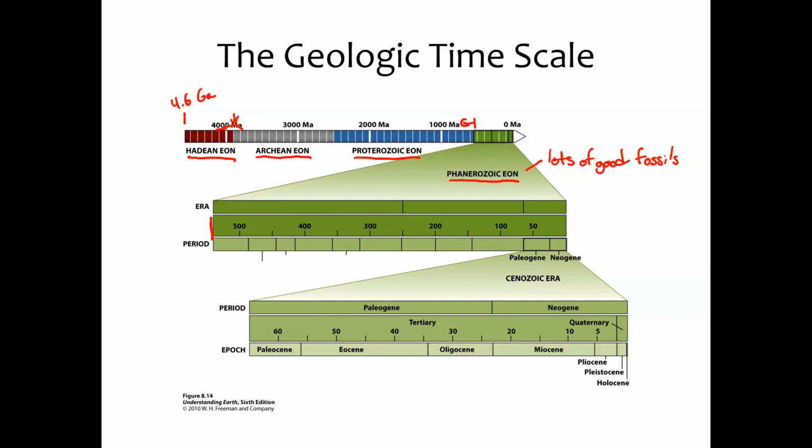Looking at this a little further, how do we break the Phanerozoic down? Well, it started about 540 million years ago. This is in millions of years. And we can break it down into certain eras, periods, and ultimately epochs. So you might want to be familiar with these names. The eons are the longest ones. The eras are next. The periods break up the eras, and then the epochs break up the periods.